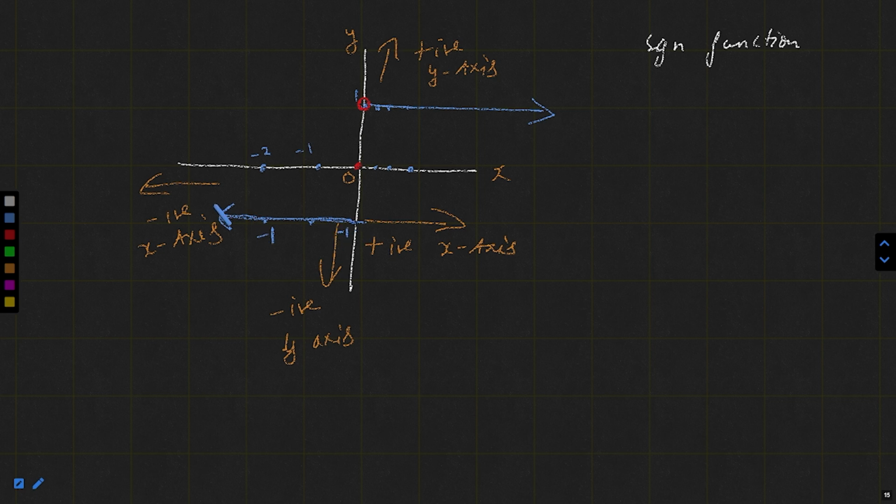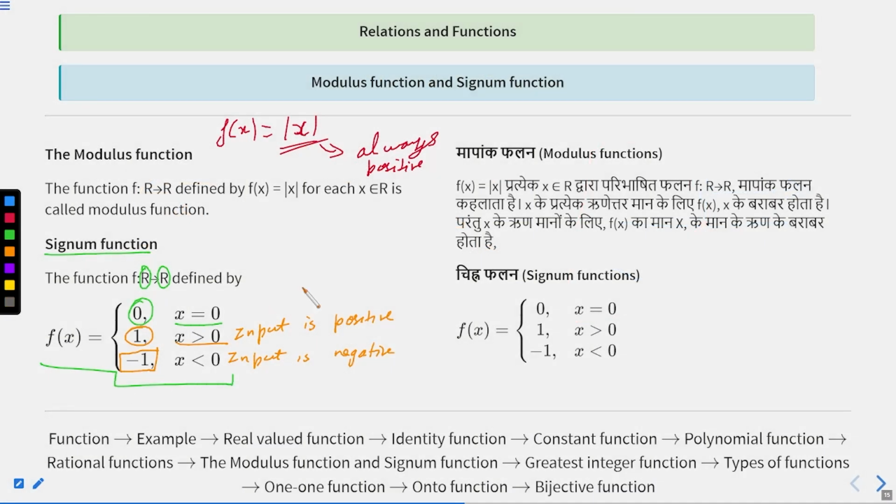Okay, so my final graph for this Signum function will look like this and this. So at 0 we got 0. At any positive x number we will get plus 1, and for any negative x we will get minus 1 as our output. So the graph for the Signum function will look like this. Okay, I hope that it is also clear to you.